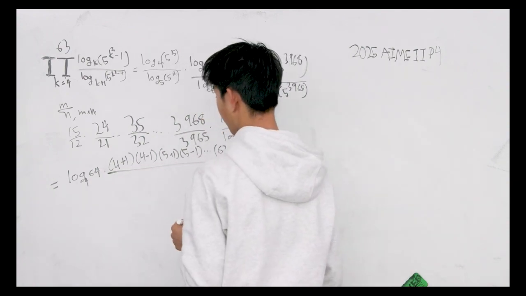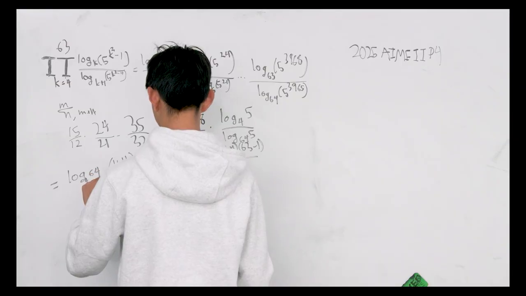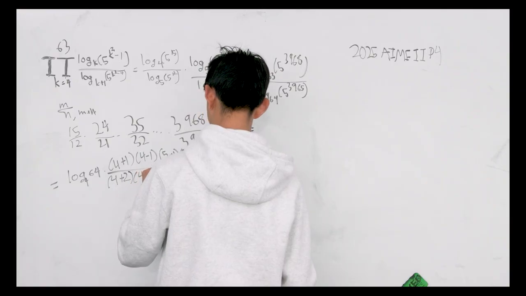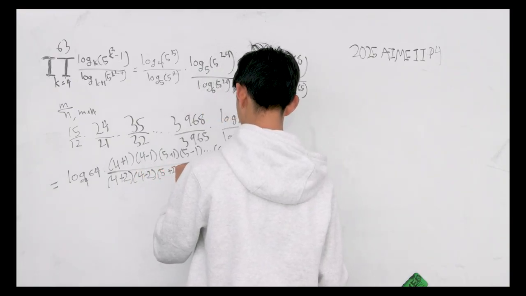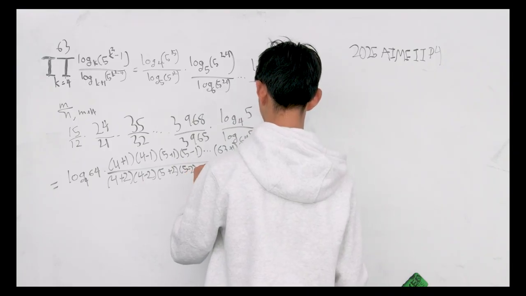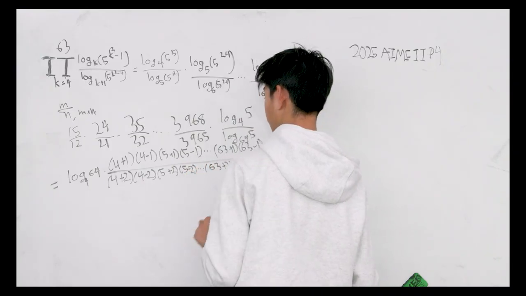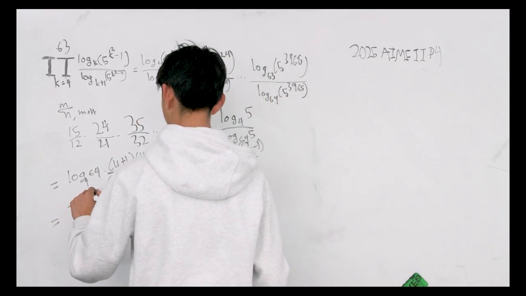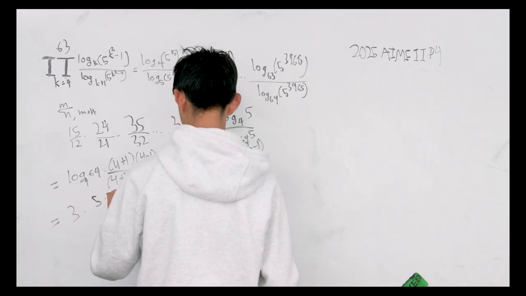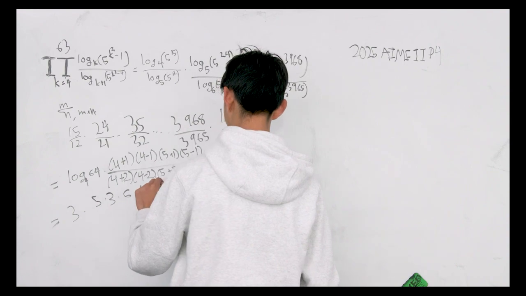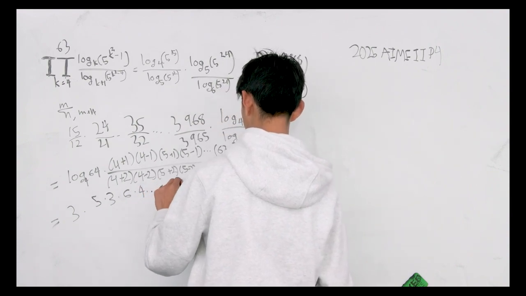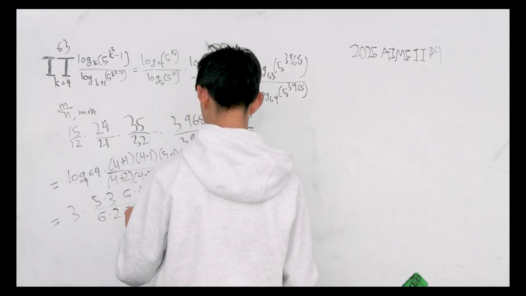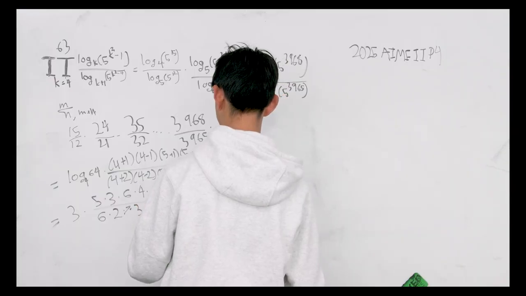And it's divided by 4 plus 2 times 4 minus 2 times 5 plus 2, 5 minus 2, all the way until 63 plus 2, 63 minus 2. Log base 4 of 64 is 3, and then for this product we have 5 times 3 times 6 times 4 times all the way to 64 and 62, while the denominator has 6 times 2 times 7 times 3, all the way to 65 times 61.